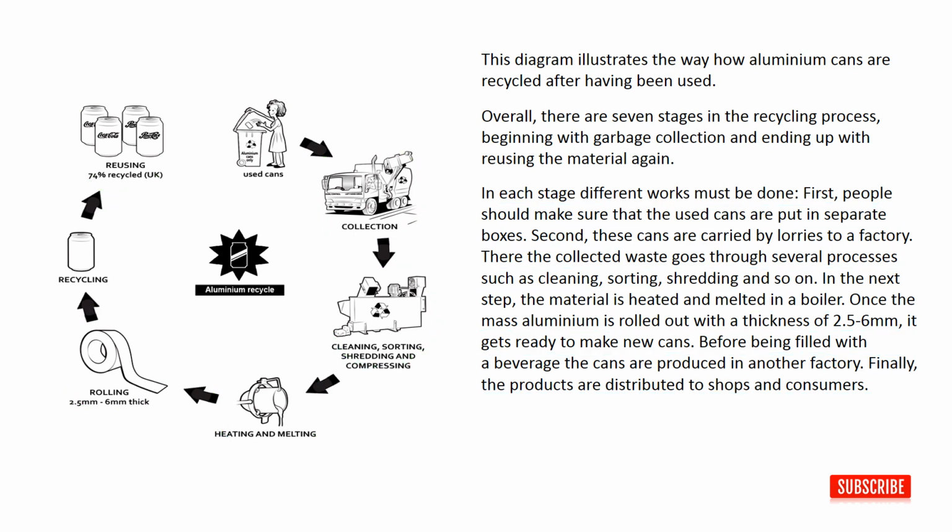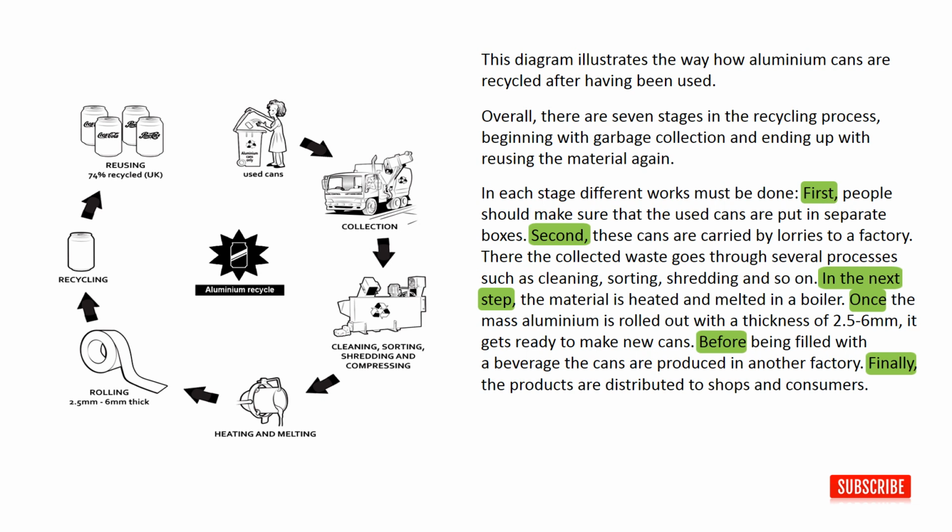So, why do I comment that people make sure in the first sentence? If we look closer at the first picture, we can see the phrase aluminium cans only. It indicates that people have to put the used cans in separate boxes. And in each sentence, I used sequencers, the words indicating the order of the stages. First, second, in the next step, once, before, and finally. These words are useful to describe a process which flows sequentially.